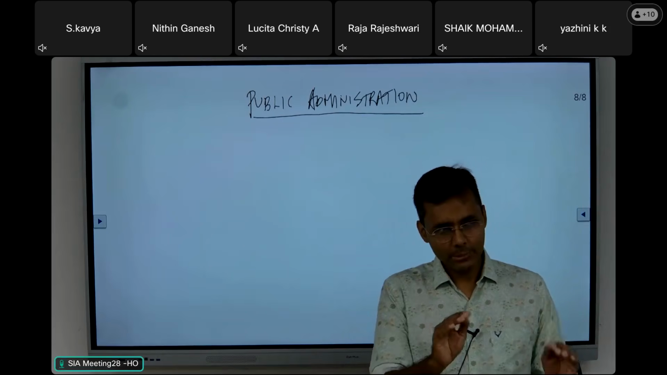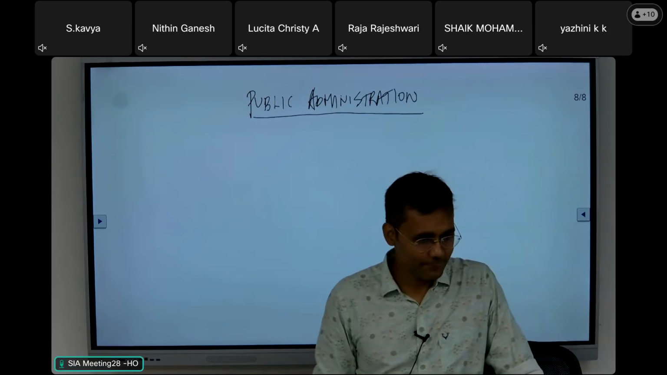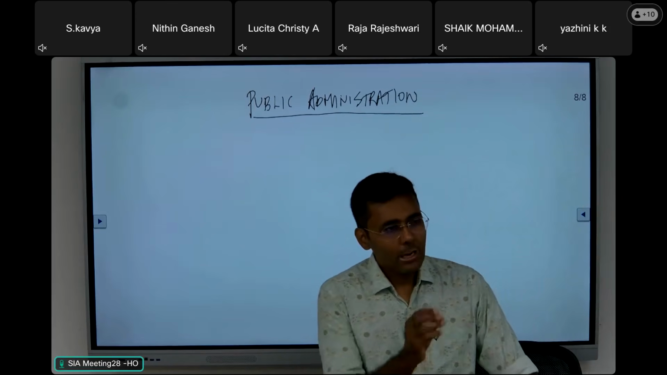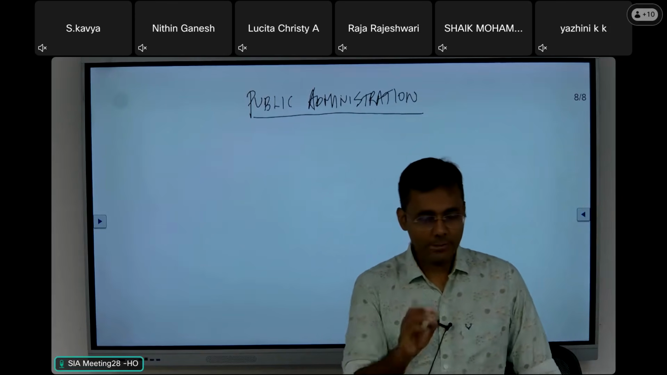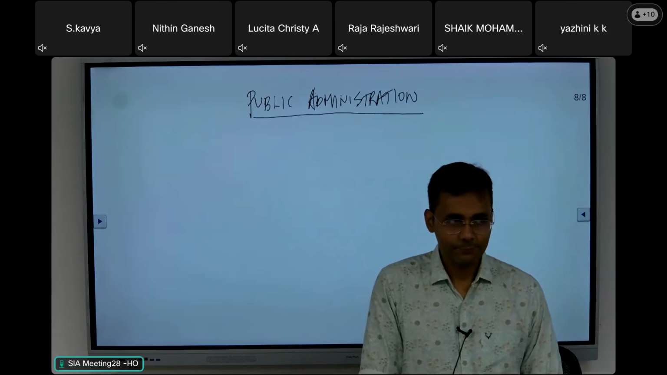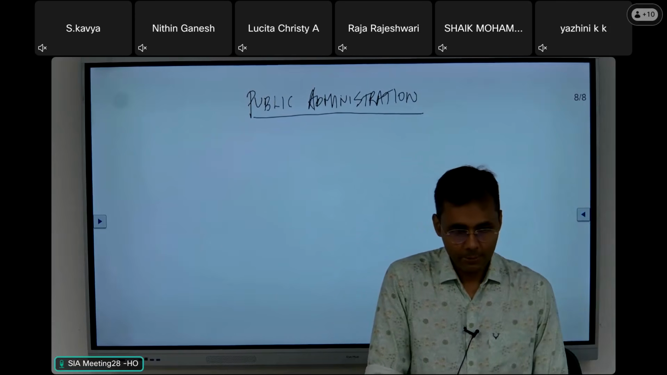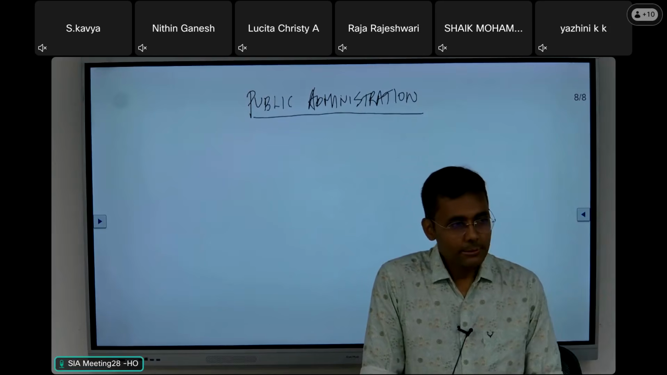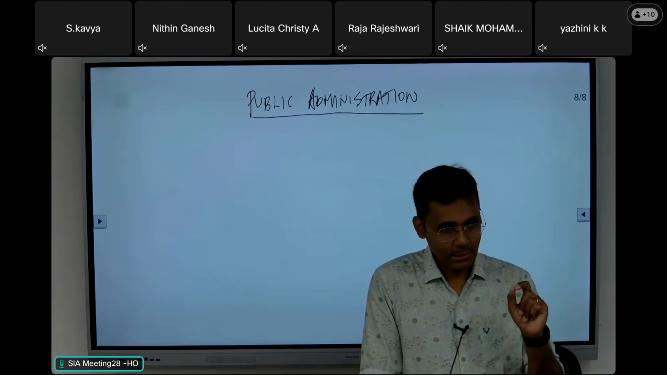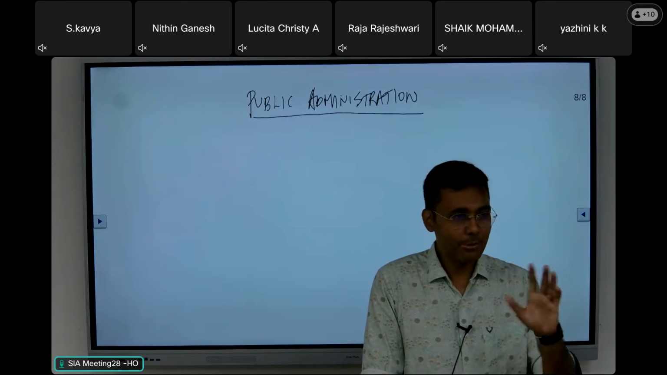A simple example is your Aadhaar numbers. So the uniqueness of Aadhaar. What is a simple way of saying what Aadhaar is to a common man? Aadhaar is a unique ID. Under the unique ID, they give some numbers to you.